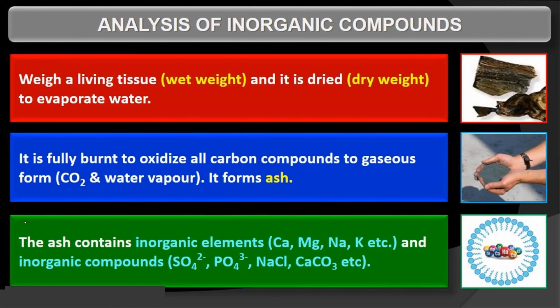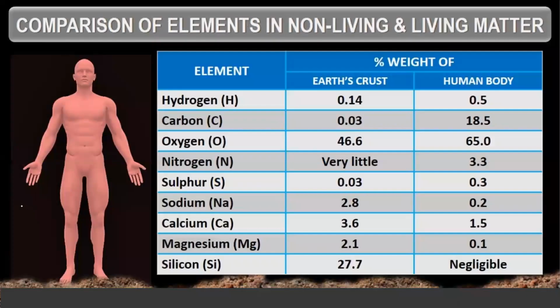Then, once the water is evaporated, the tissue is fully burned to oxidize all carbon components into gaseous form, that is carbon dioxide and water vapors. The last thing that we get is ash. Ash contains inorganic elements and inorganic compounds. If we compare the elements of non-living and living material, we find that all the elements in the earth's crust are also present in the human body, but the concentration varies.